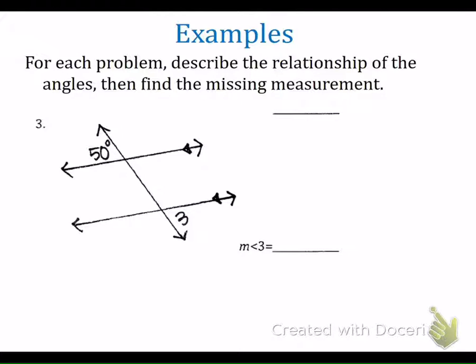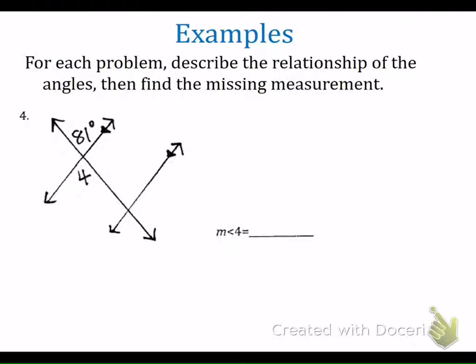All right, here's number 3. The relationship here is what? Alternate exterior. And what do we know about alternate exteriors? They're congruent. So the measure of angle 3 is 50 degrees. Good. Questions? All right, here's number 4.